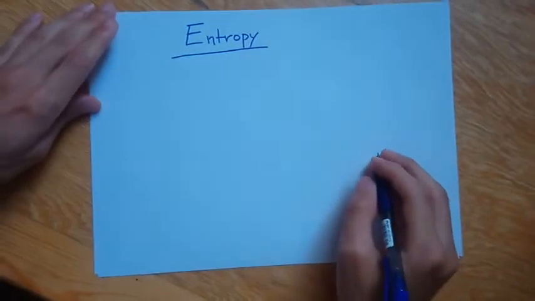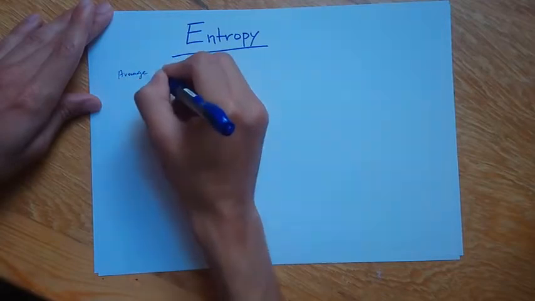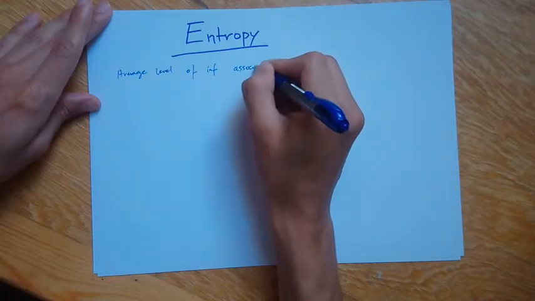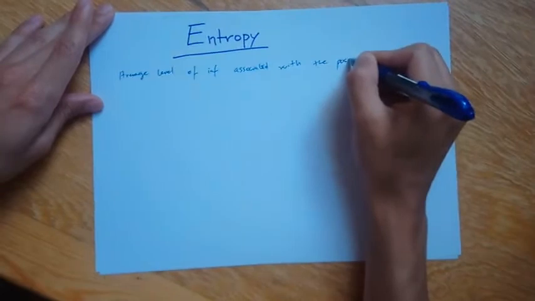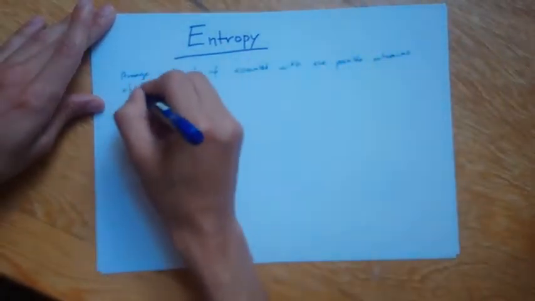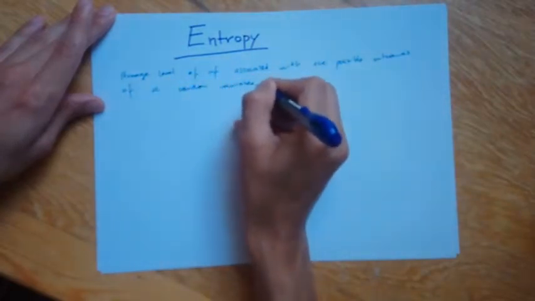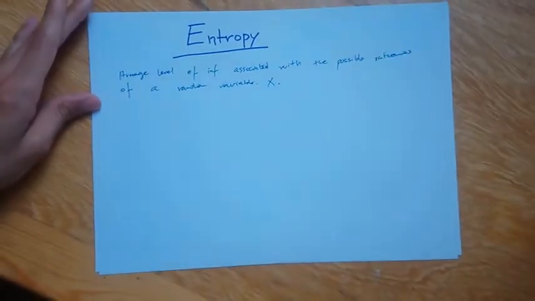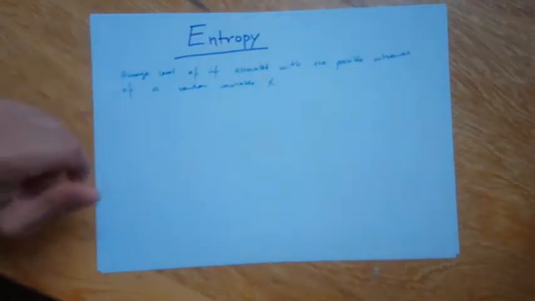So one way to define the entropy is to define it as the average level of information associated with the possible outcomes of a random variable x. This is the definition. Now, to understand the concept of entropy, I'm going to give you an example.